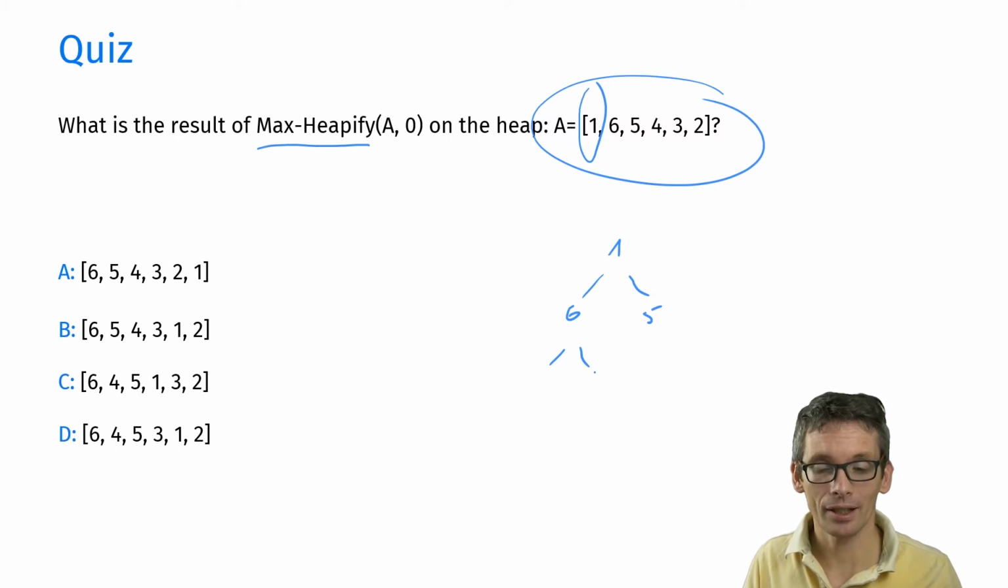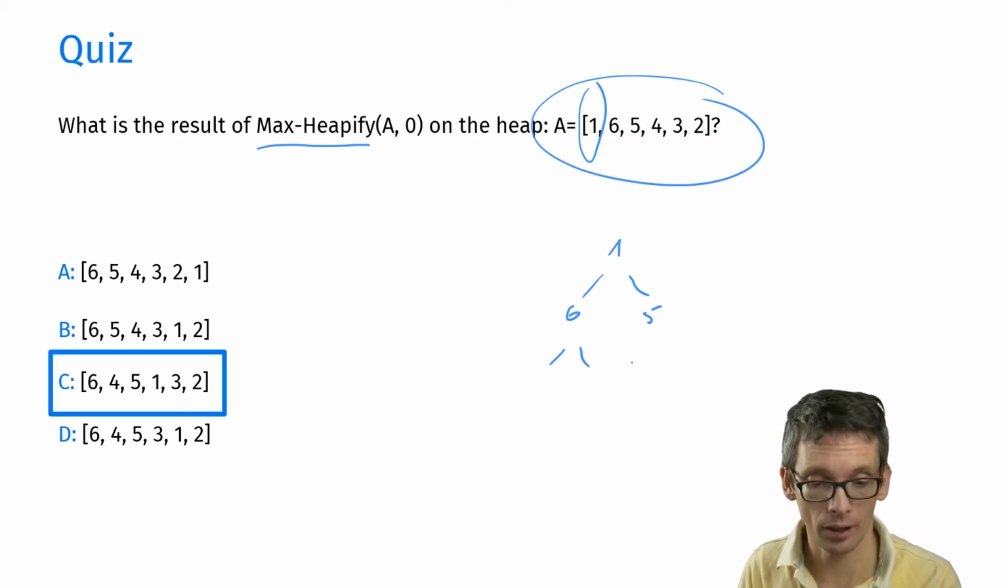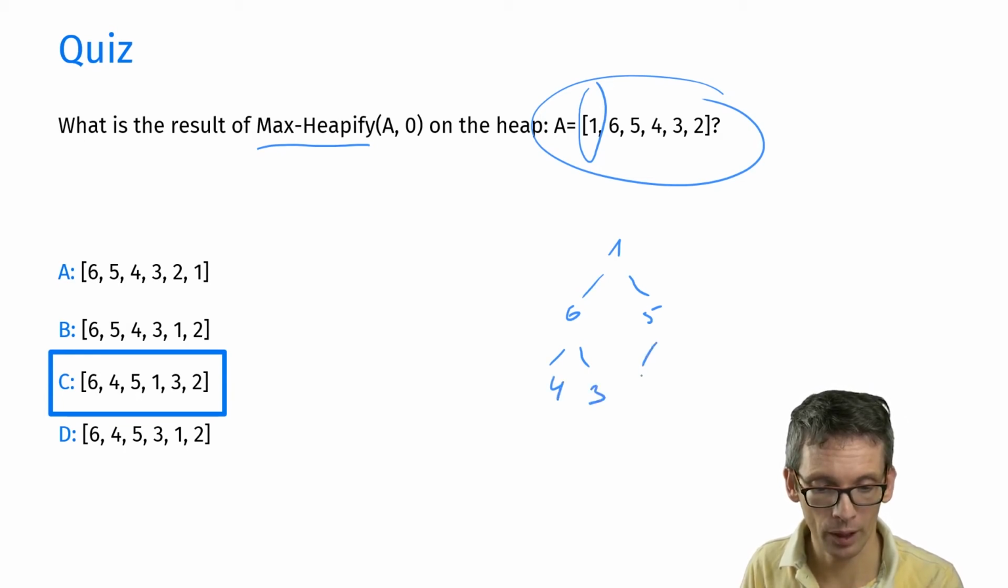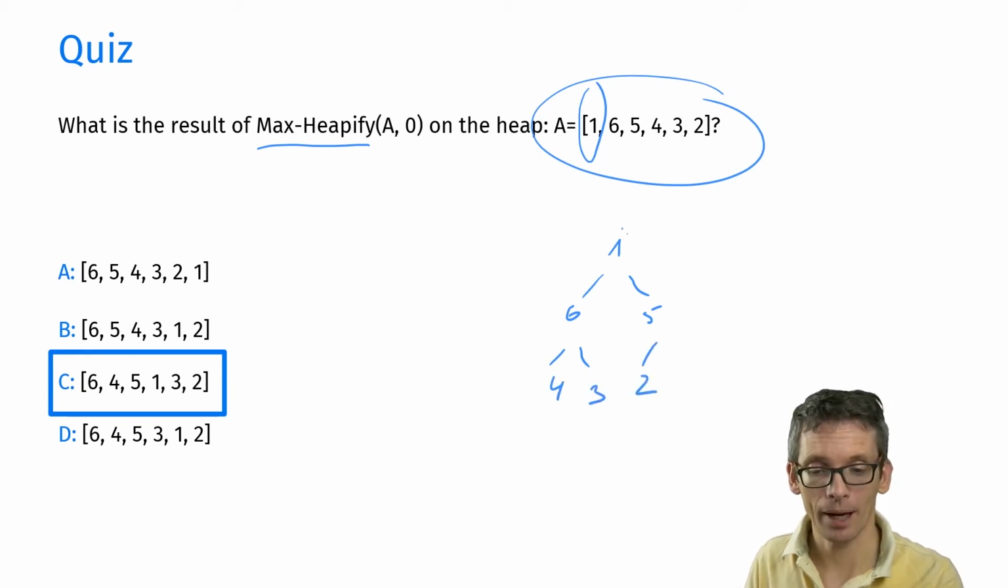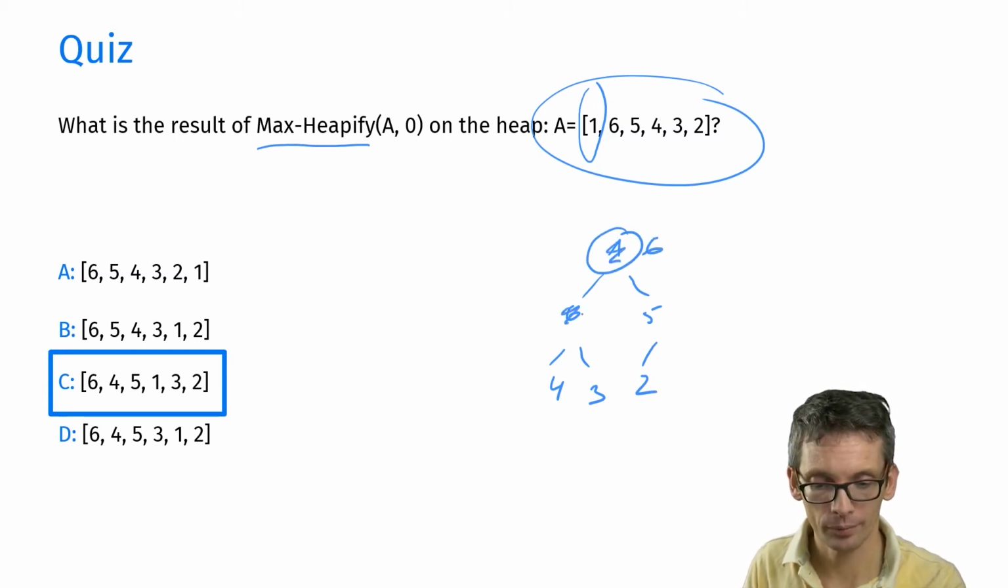The correct answer here is C. So why is C the correct answer? Let's look at our heap here. We have 1, 6, 5. Let me continue. 4, 3, 2. I'm calling Max-Heapify on 1. I'm going to swap the 1 with a 6. I'm going to swap the 1 with a 4. The result is 6, 4, 5, 1, 3, 2.